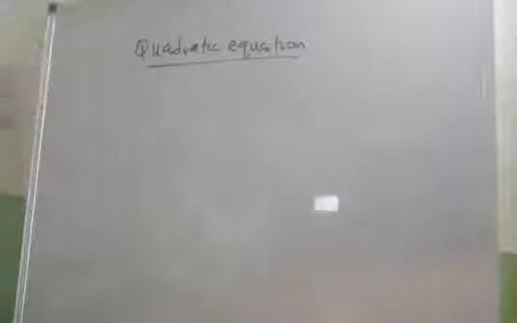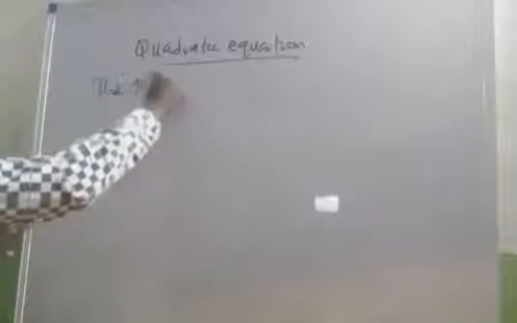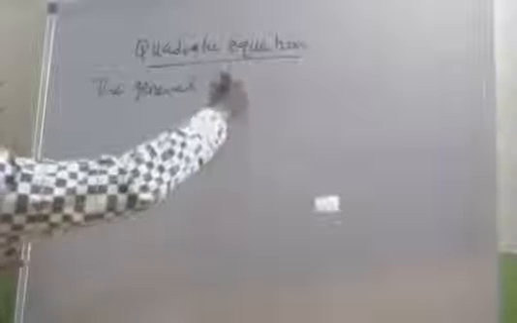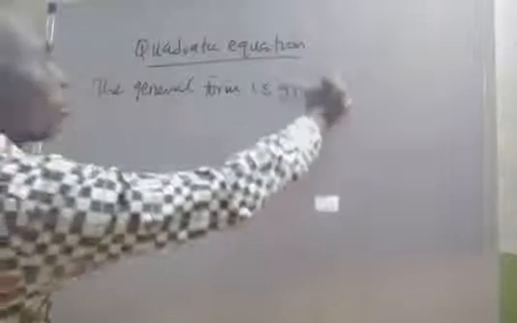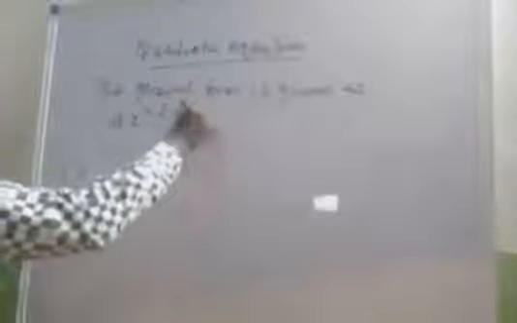Generally, we know that the general form of a quadratic equation is given as ax squared plus bx plus c equals 0. So it is a polynomial of degree 2 and the right side is equated to what? To 0. So let's look at how to factorize quadratic equations.